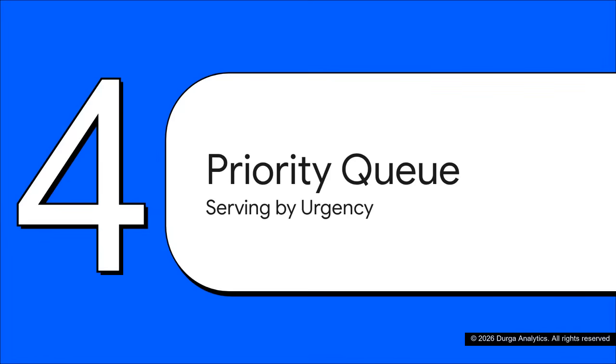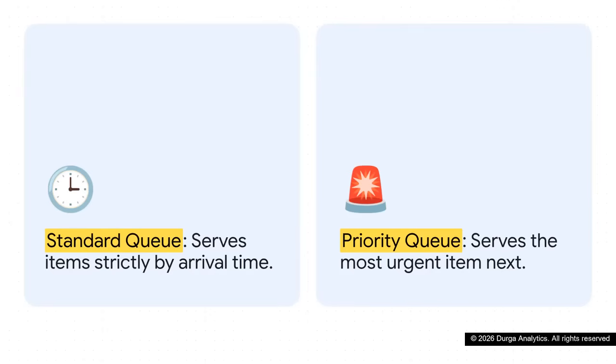All right, Section 4, Building the Priority Queue and Serving by Urgency. We talked about standard queues in Chapter 24. A standard queue is strictly first in, first out. It serves items purely by arrival time. Think of it like regular folks waiting in line at a coffee shop. But a priority queue, that is a whole different beast.